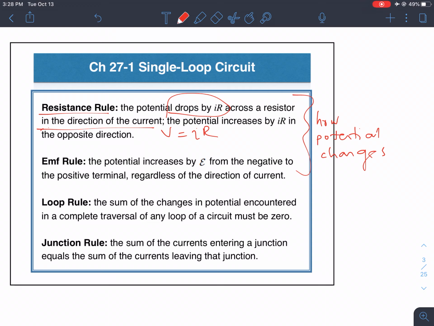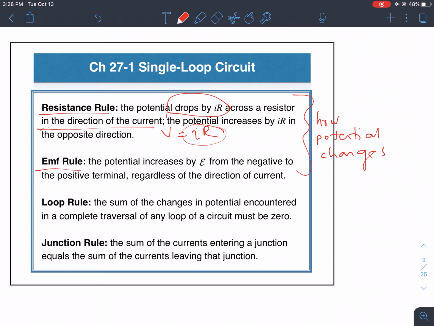If you go along the direction of the current through the resistor, there will be a potential drop across the resistor. And the potential increases if you go in the opposite direction to the current. Okay, but it is always I times R. That's what the resistance rule is. And I did mention that in the previous chapter when we discussed Ohm's law. I told you that it was going to be one of the rules that we will have in the circuits, and that was the resistance rule.